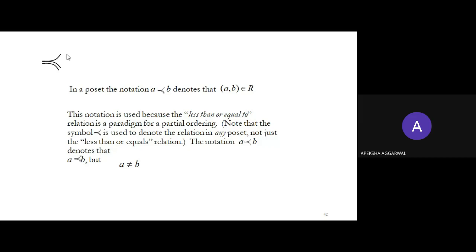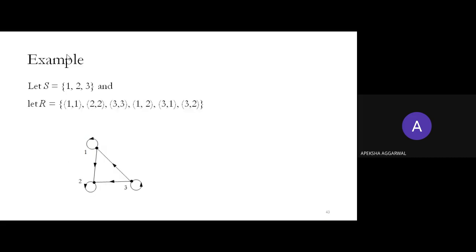That means a is related to b, (a, b) belongs to R. This is an example of a poset. Now, whenever you are asked whether it's a poset or not, what you need to check? It should be reflexive, antisymmetric and transitive. Okay. S is equal to {1, 2, 3}, the set is there. R is a relation: (1,1), (2,2), (3,3), (1,2), (3,1) and (3,2).